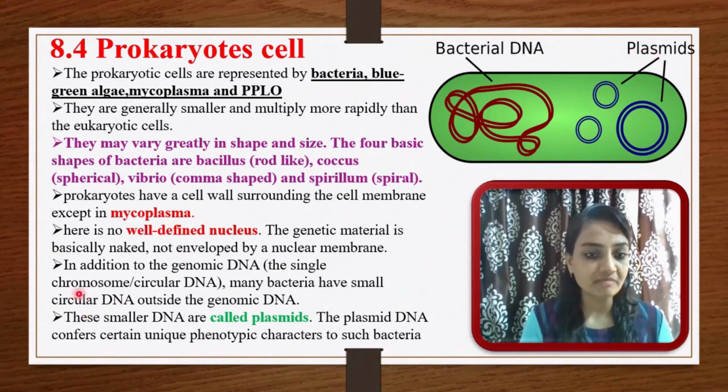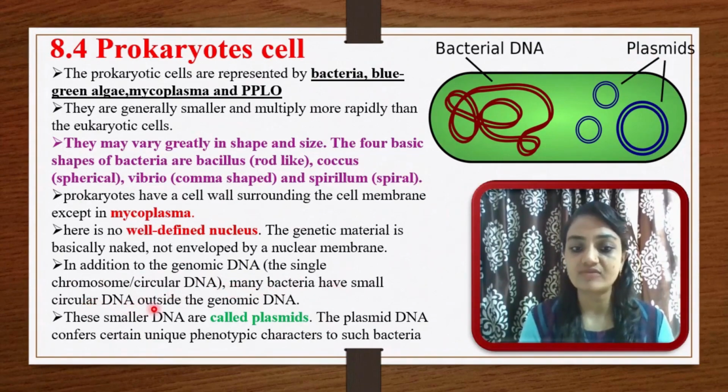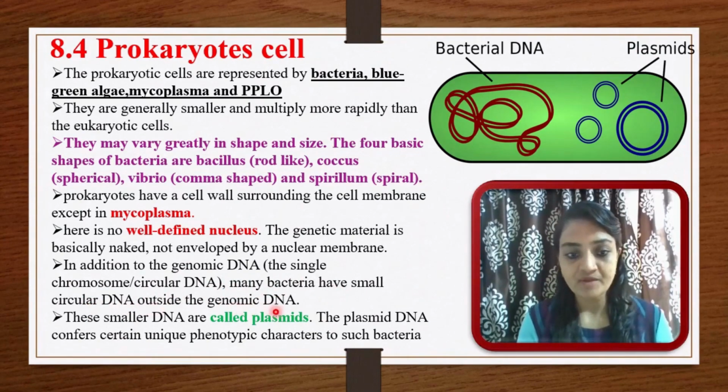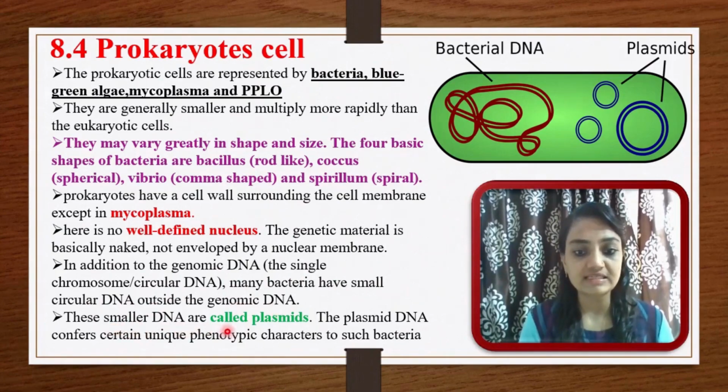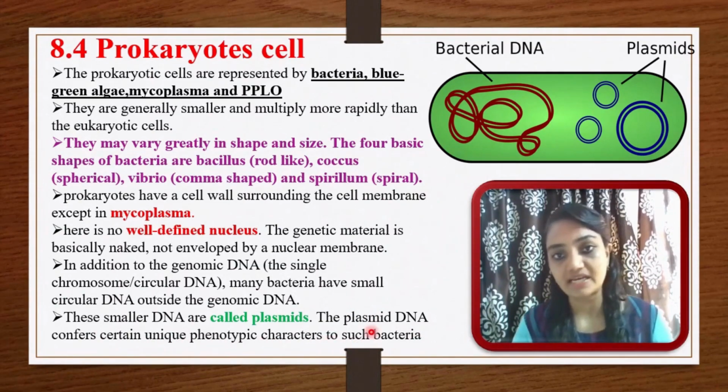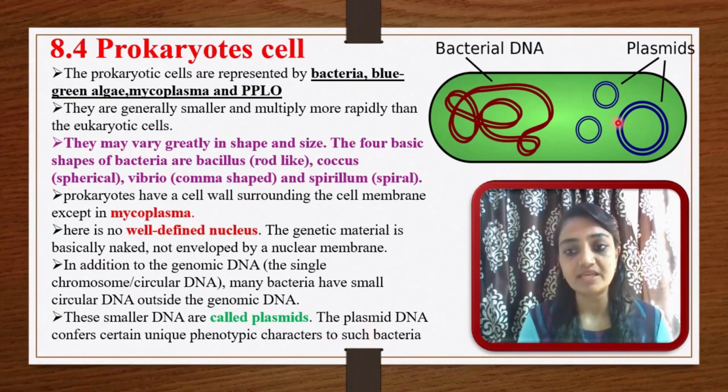Let me repeat. In addition to the genomic DNA, which is a single circular chromosome, bacteria have small circular DNA outside the genomic DNA, and these smaller DNA are called plasmids. In the diagram, the blue circular DNA is the plasmid. The plasmid DNA confers certain unique phenotypic characteristics to such a bacterium. So many characteristics are due to the presence of a plasmid.